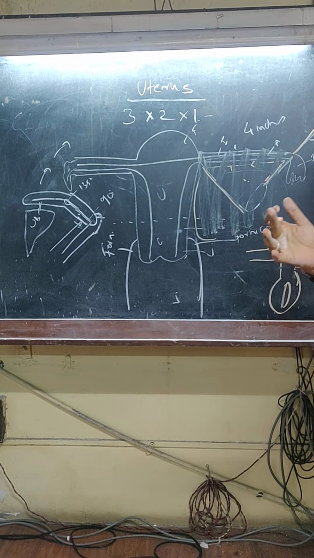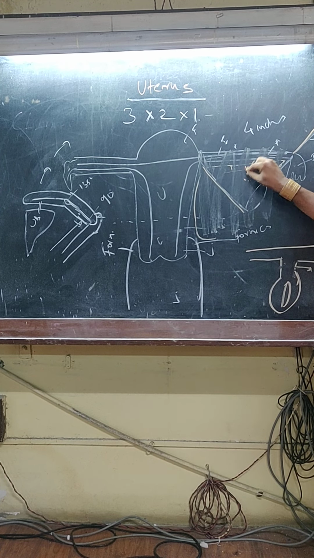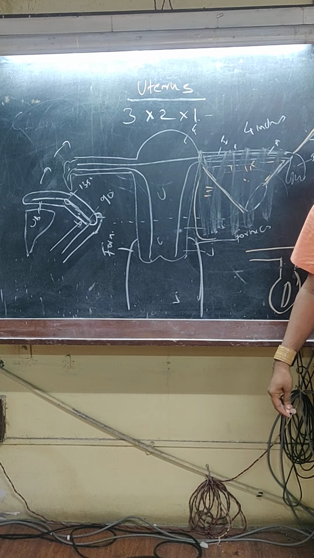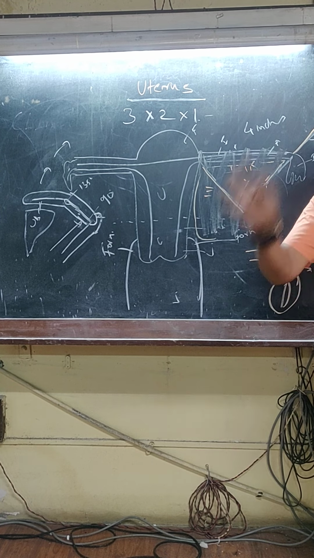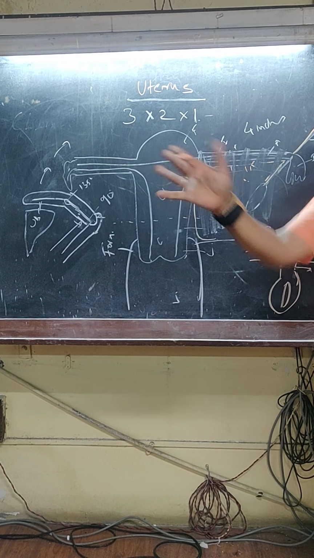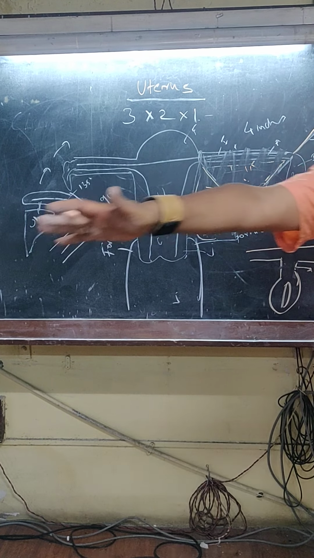Paraoophoron, epoophoron. These are the tubules. In males we had studied paradidymis. You remember? So in short, in male and female, for all organs there is a complementary structure. Okay?